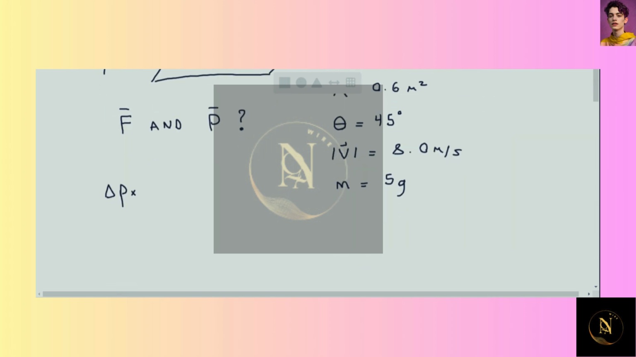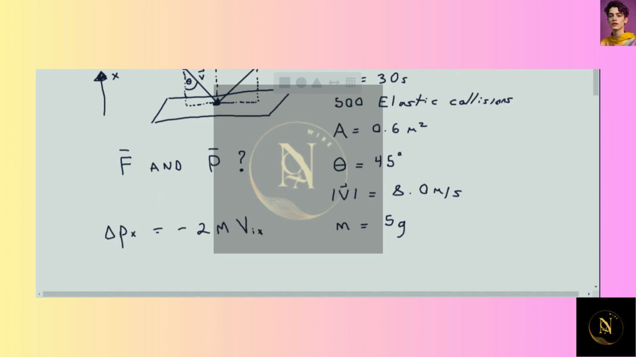And what we determined is that's going to be minus 2 times the mass of our object times its component of velocity in the x direction. So we only look at the change of momentum in the x direction because that's the only component that's going to be affected in this collision. Again, exactly the same as for our derivations for the molecular model of a gas.